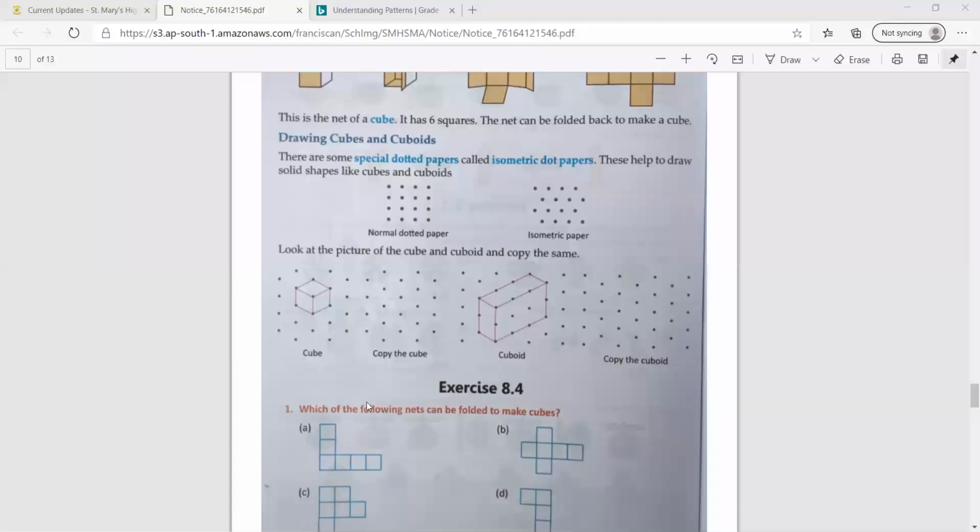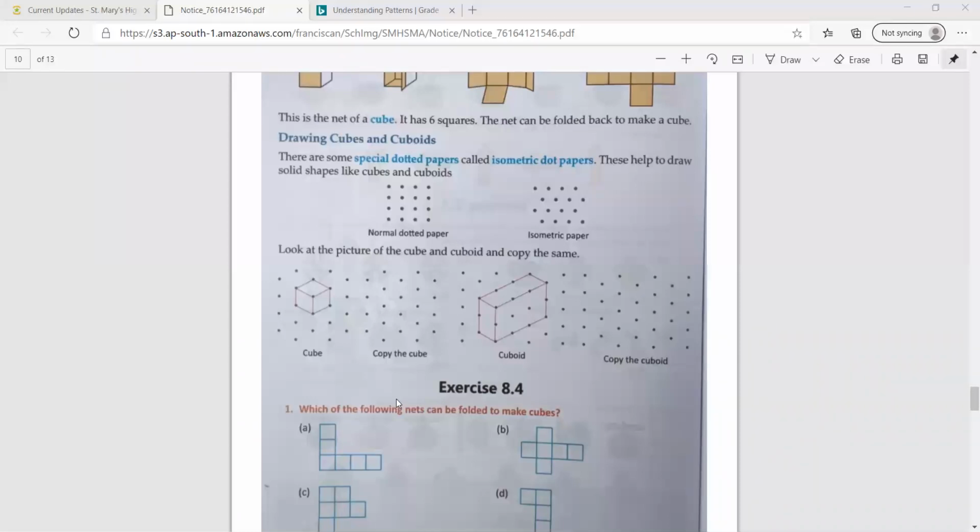Now if you don't have a square line book, you can rule lines. You already have horizontal lines, you will simply have to draw vertical lines. Now when you draw the vertical lines, the width, the gap between the two lines, should be as much as you have for the horizontal lines. Okay, so that you have to keep in mind.